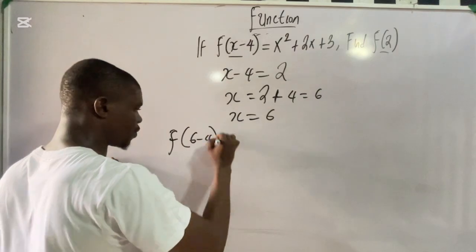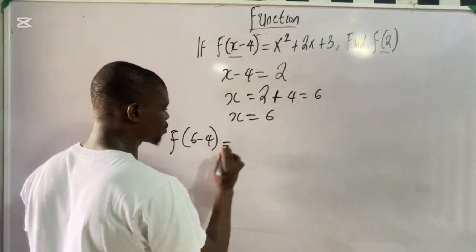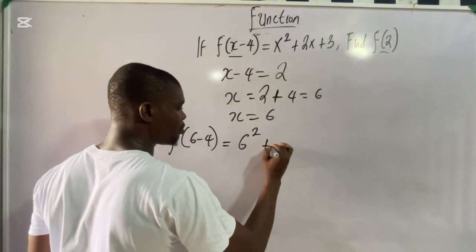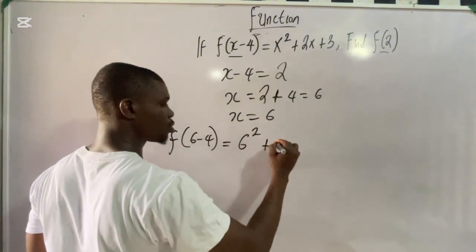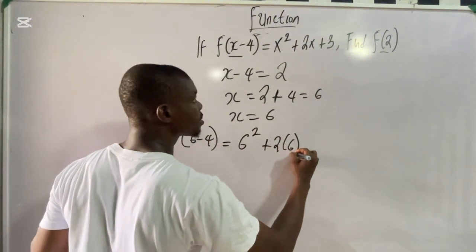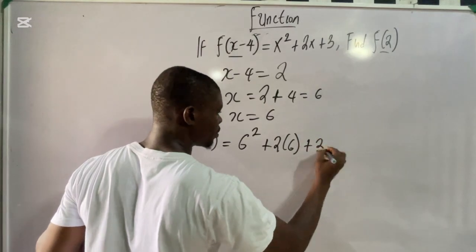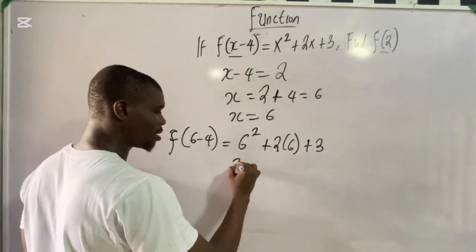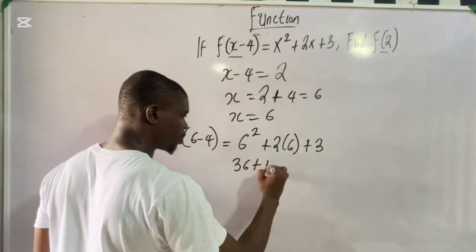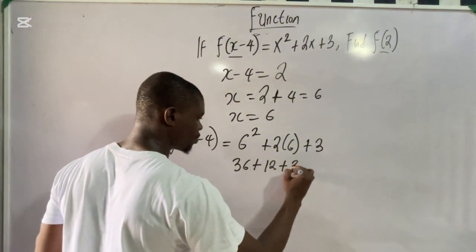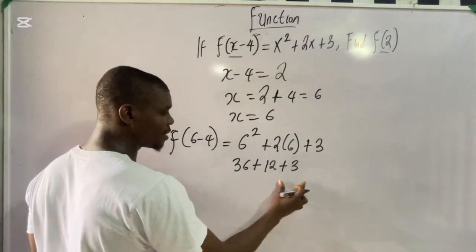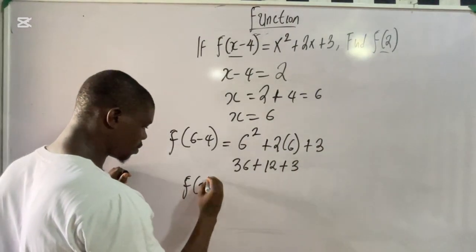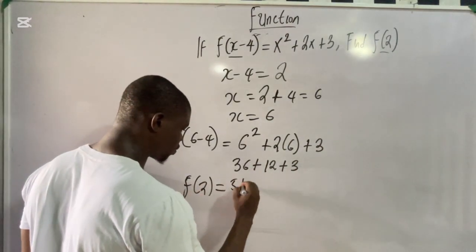So it's going to be f(6 - 4) = 6 squared + 2(6) + 3. 6 squared is 36. 36 plus 12 plus 3. So this is 15, we have 51. So the answer equals 51.